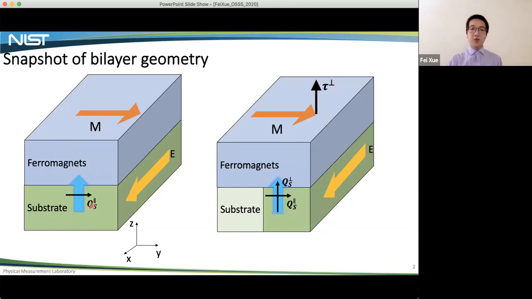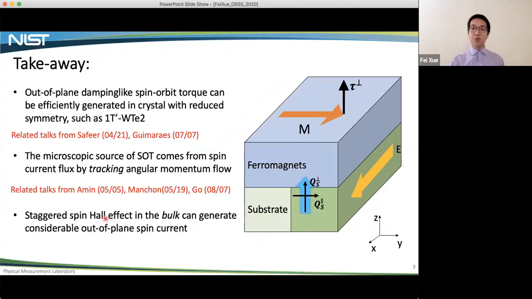In this bilayer structure, even with simple symmetry analysis, we know that when we apply an electric field, we can induce a torque on the ferromagnet. In this talk, we will focus on another kind of substrate. It is still one material, not a heterostructure. The color just indicates that this material breaks the symmetry compared to the conventional heavy metal. So now let's jump into the takeaways from this talk.